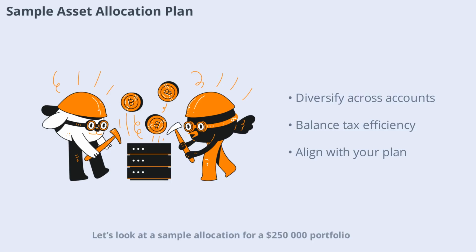Let's look at a sample allocation for a $250,000 portfolio. You might allocate $50,000 to her 401k in a total stock market fund, $50,000 each to his and her Roth IRAs for REITs, small value, TIPS and international bonds, and $100,000 in the taxable account split among developed markets, emerging markets, municipal bonds, and U.S. stocks. This approach balances tax efficiency, investment options, and future growth while keeping your portfolio diversified and aligned with your goals.